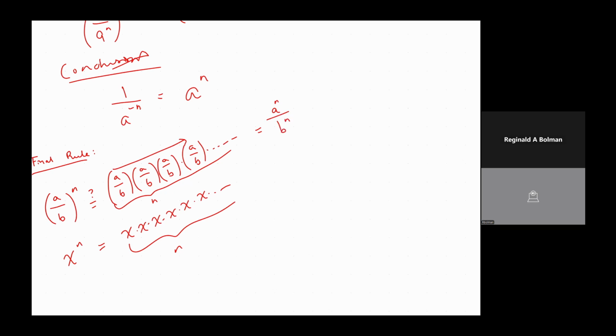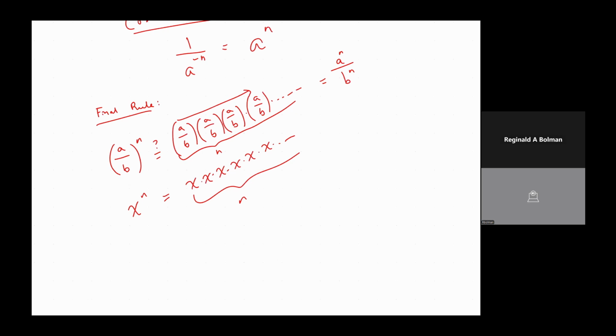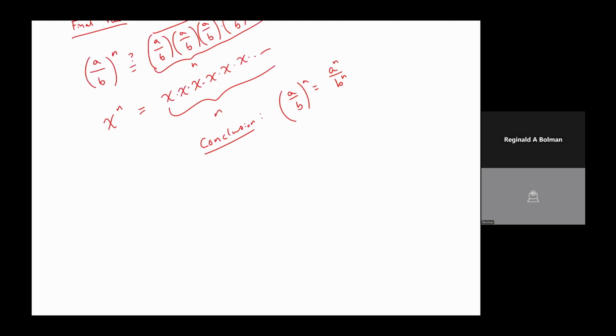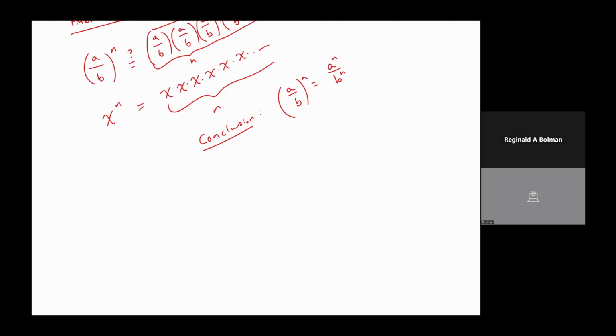So our conclusion is simply that a over b raised to the power of n is going to be the same thing as a to the n divided by b to the n. Let's have a couple of problems or examples that demonstrate how this works.